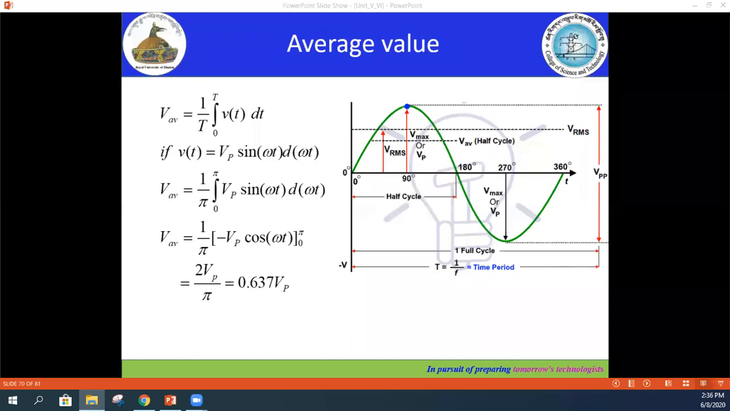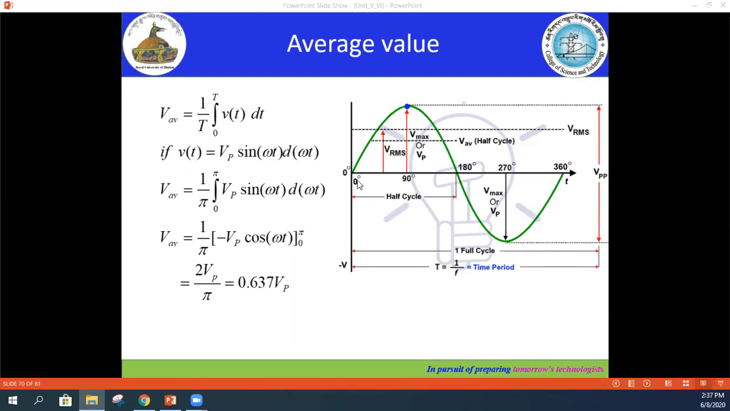Okay, let's continue with this one. Here to find the average value, we have to integrate from the lower limit, the starting point, 0 seconds, to the half cycle T, the signal v of t with respect to time, and then again we have to divide it by the distance it has covered.